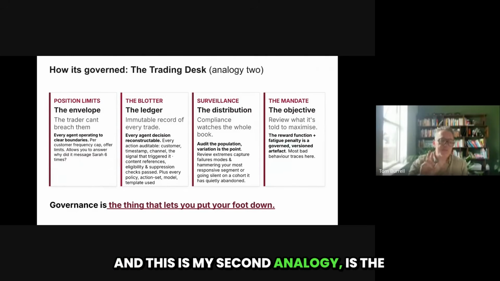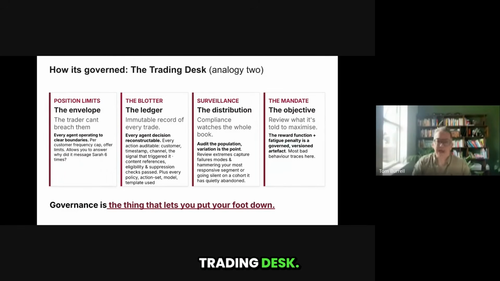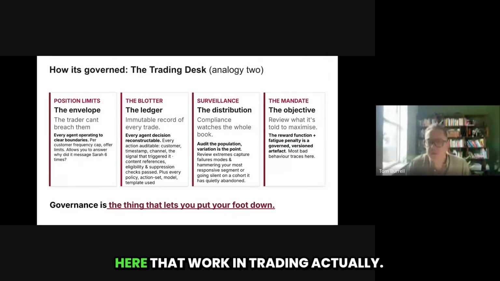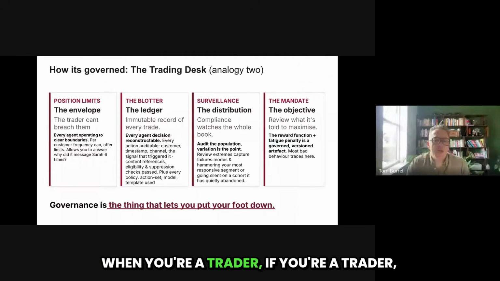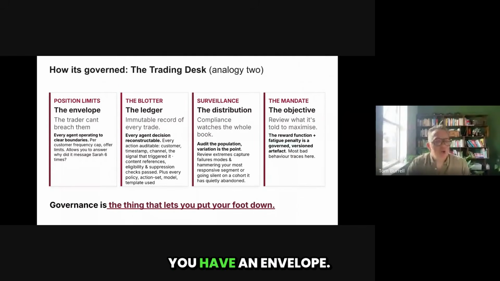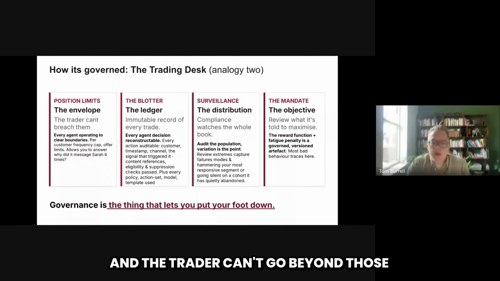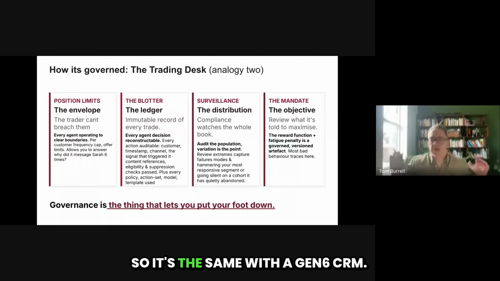And this is my second analogy: the trading desk. There might be some people on here who work in trading actually. If you're a trader, you have an envelope. Those are the position limits, and the trader can't go beyond those positions. It's the same with agentic CRM. The agent operates within very clear boundaries.